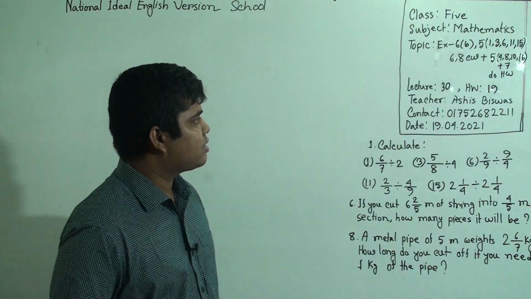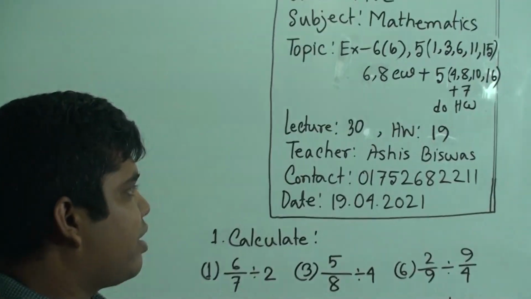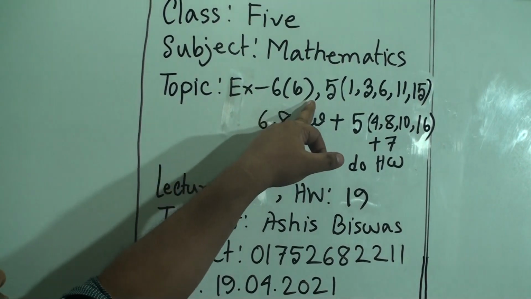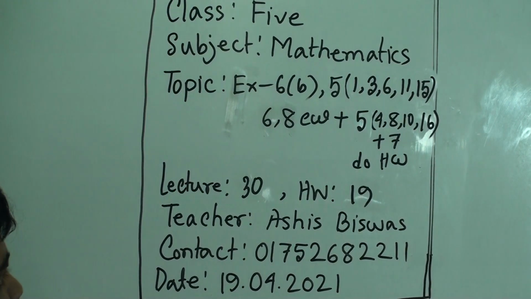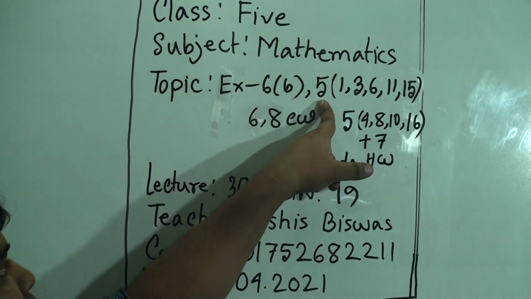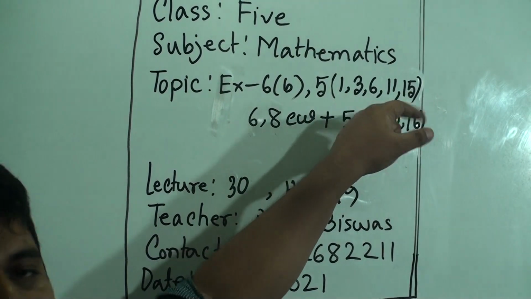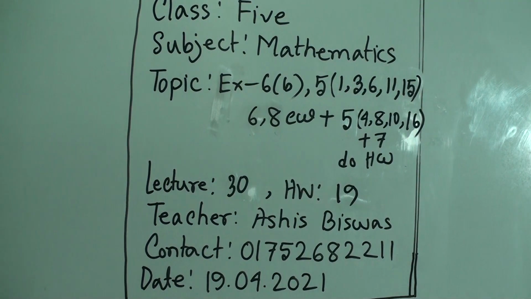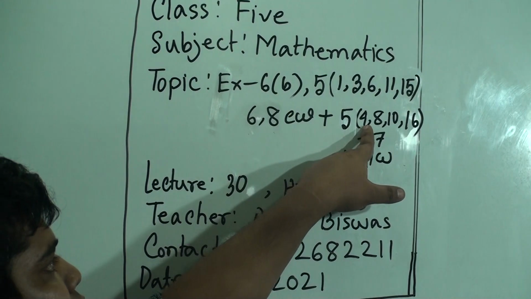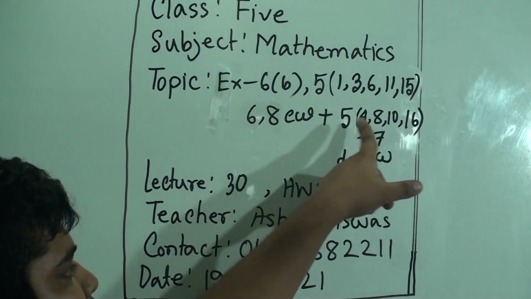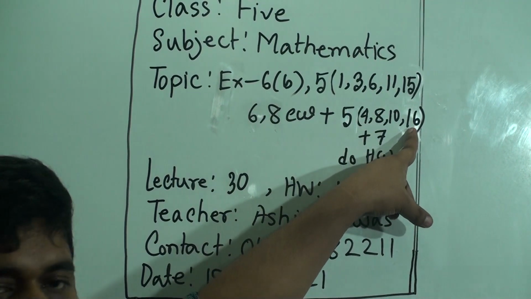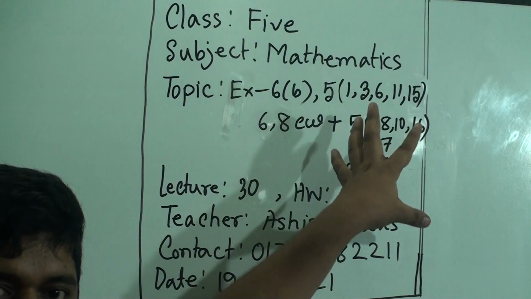Dear students, today is our lecture number 30 and SW number 19 of half yearly, and today's topic is exercise 6b. From exercise 6b we shall solve questions number 5, 6 and 8 as CW. From 5 we shall solve questions number 1, 3, 6, 11 and 15 as your CW, and questions 5 and 7 will be your SW, and from 5, 4, 8, 10 and 16. I repeat, from 5 you shall do 4, 8, 10, 16 and odd problem number 7 as your SW.